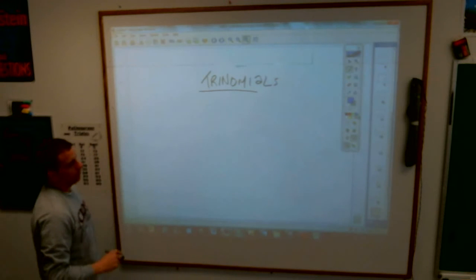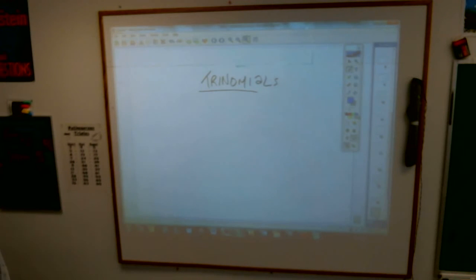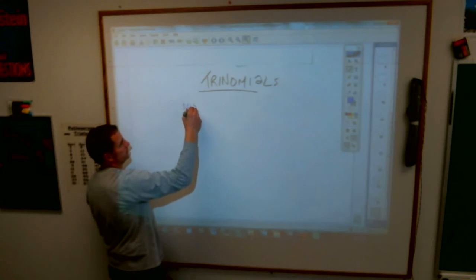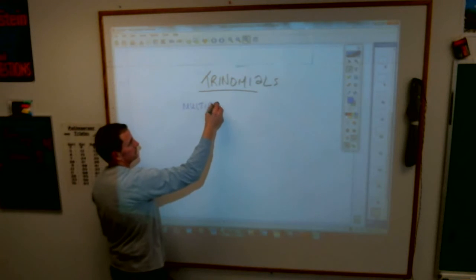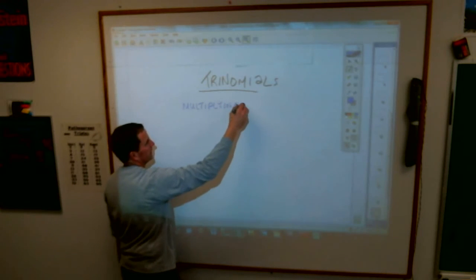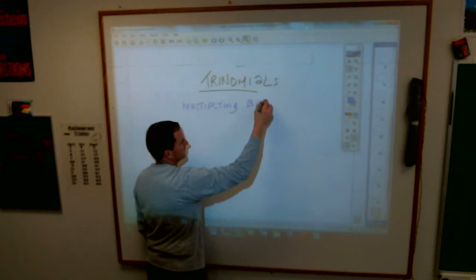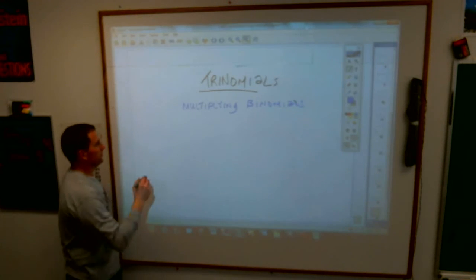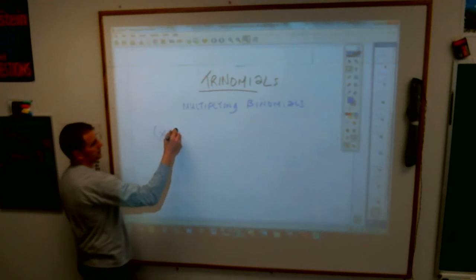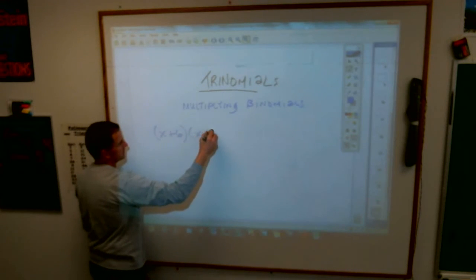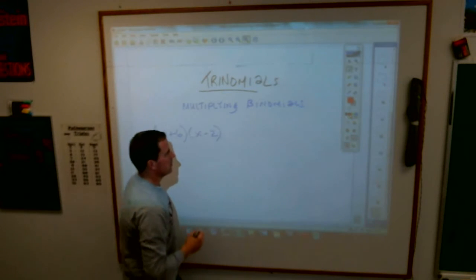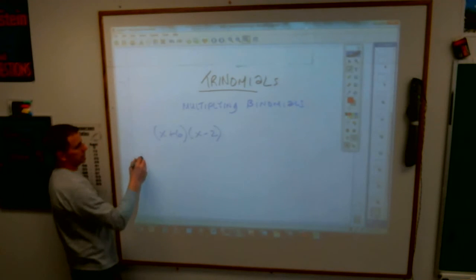Okay, in order to understand factoring trinomials, you must understand multiplying binomials, which we've done. I'm sure we've done this before. That was when we did something like this: x plus 6 times x minus 2. And if you remember, an acronym we did was FOIL.